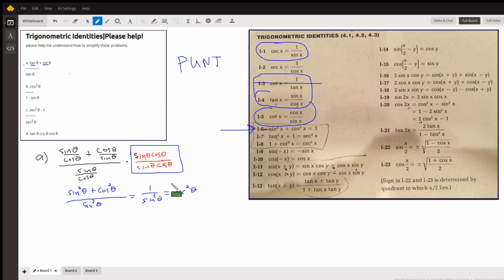So there's a more simplified form for the original identity. We should note that tangent of theta cannot equal 0. So there's some restrictions on what might happen here. We won't go into detail there.